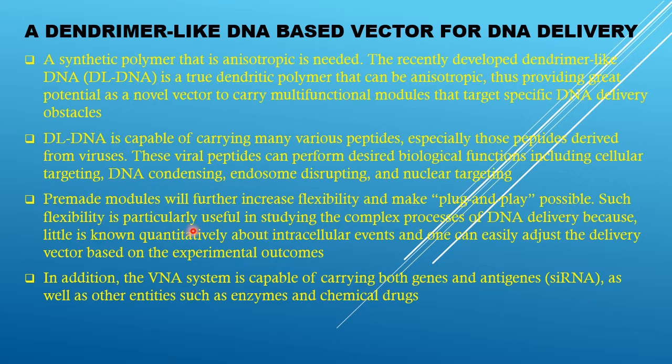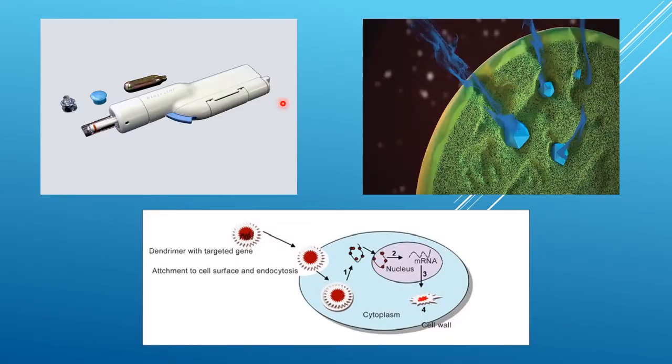Such flexibility is particularly useful in studying the complex process of DNA delivery, because little is known quantitatively about the intracellular events, and one can easily adjust the delivery vector based on the experimental outcomes. In addition, the DNA system is capable of carrying both genes and antigens as well as other entities such as enzymes and chemical drugs. So these are all three methods.